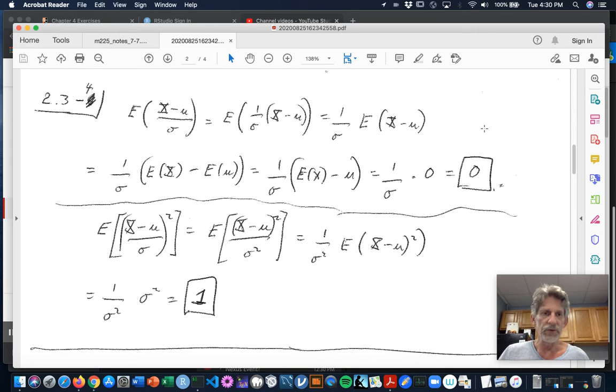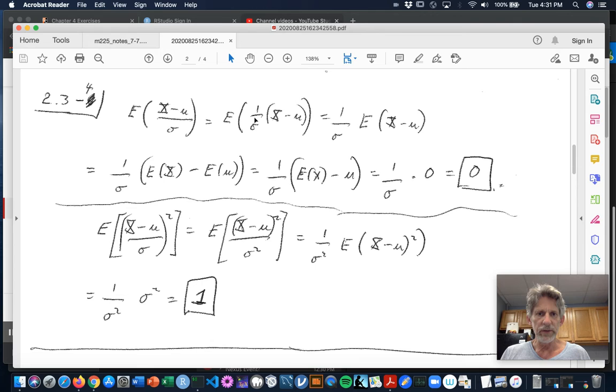Next up is number 4 from section 2.3. They say let capital X be a random variable that has a mean and a variance. Make a new random variable, capital X minus mu divided by its standard deviation. What's the expected value of this new random variable?